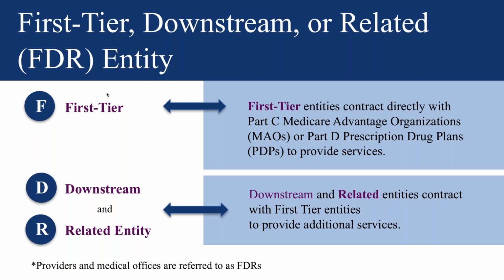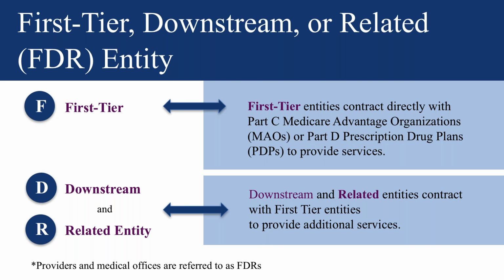All right, so now we're going to take just a few minutes and look at that relationship that providers and medical practices have with those plan sponsors. I'm just going to read the slide that we're on because this is an important part of the webinar that you need to understand. So we're going to look at that first tier area first. First tier entities contract directly with Part C Medicare Advantage organizations, referred to as MAOs, or Part D prescription drug plans, referred to as PDPs, to provide their services.